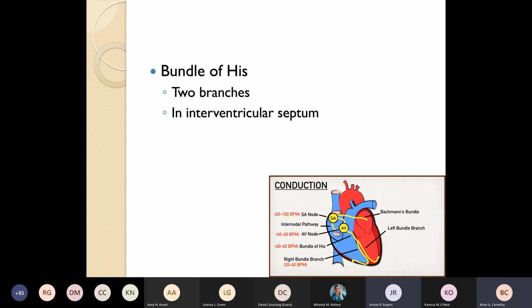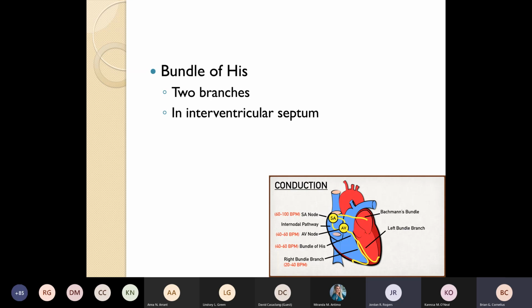So the next thing we do is get down to the bundle of His. It transitions from our AV node down into our left and right bundle branches. It travels to the intraventricular septum, and it also has its own inherent heart rate. Usually it's going to be about 40 to 60. And then as you get down into the bundle branches themselves, you see the heart rate drop even lower.